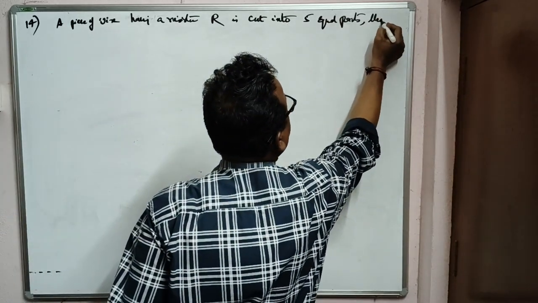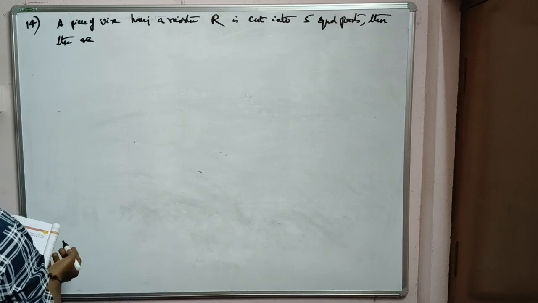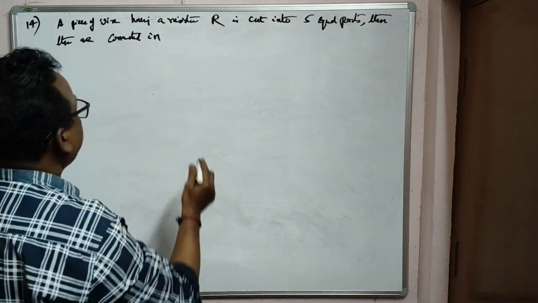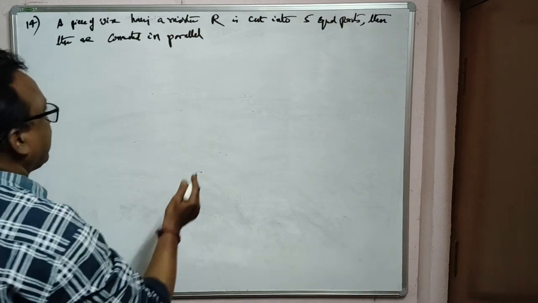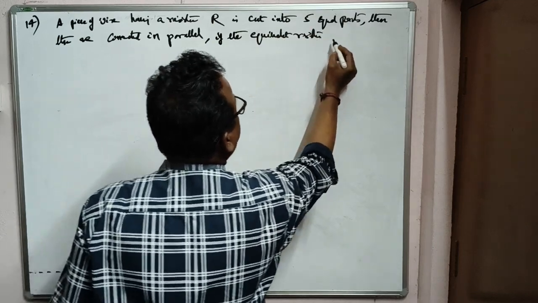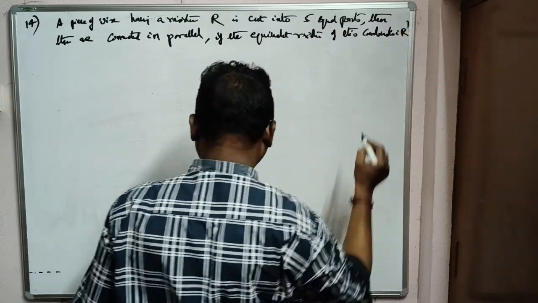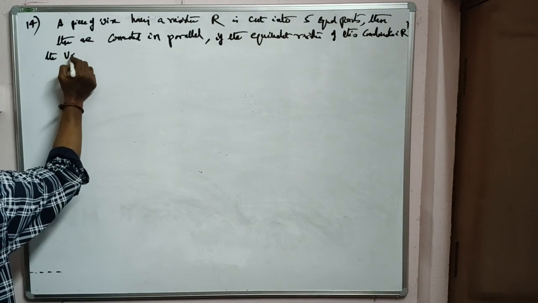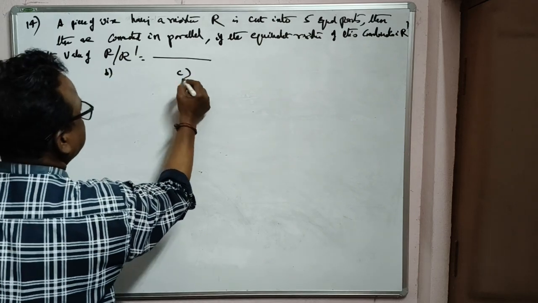Then these are connected in parallel. Okay, if the equivalent resistance of this combination is R dash, then the value of R by R dash is? A, B, C, D.